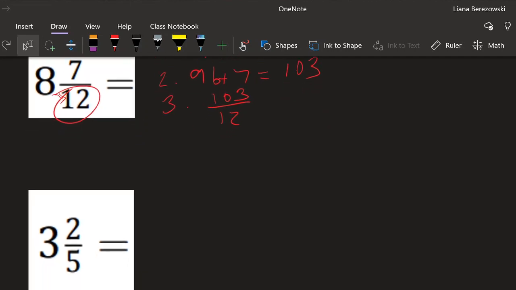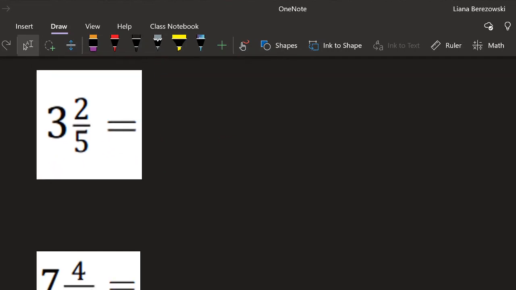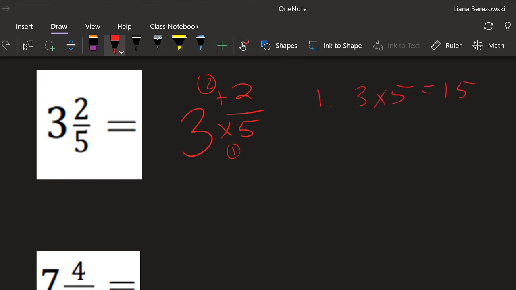Okay. Let's try doing some more here. So we have a couple more examples. So we have 3 and 2/5. So again, let's rewrite this. So 3 and 2/5. What we want to do is multiply by that and add that. So step 1, step 2. Step 1, 3 times 5 gives us 15. We want to add the 15 to our numerator, so 15 plus 2, so we get 17.